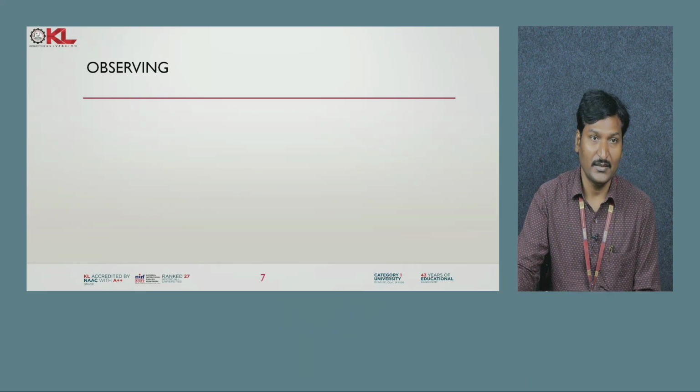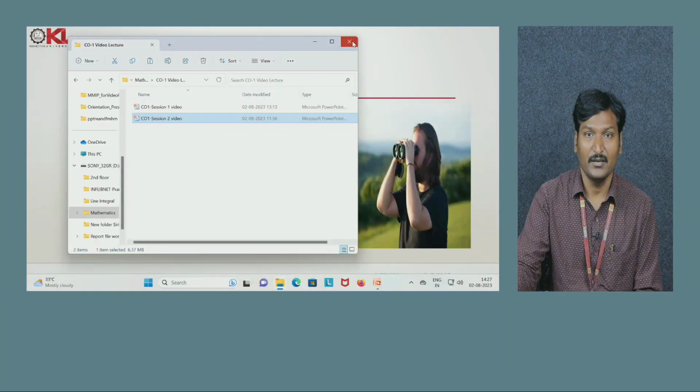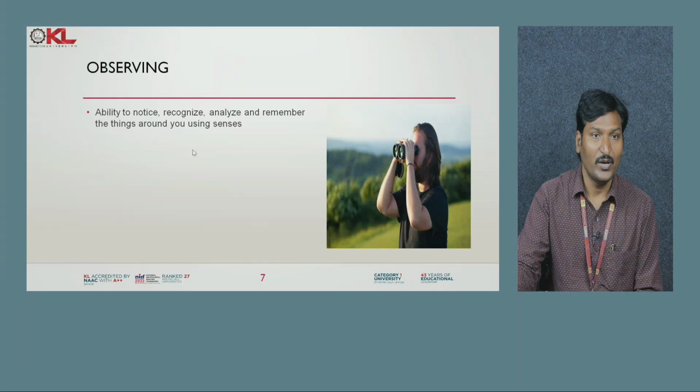Next we come to the other thing, that is observing. What is observing? Observing is the ability to notice, recognize, analyze and remember the things around you using senses. By using our different senses, we are able to notice what is happening in the surroundings, and we have to recognize and analyze the things and remember them. This is nothing but observation or observing.